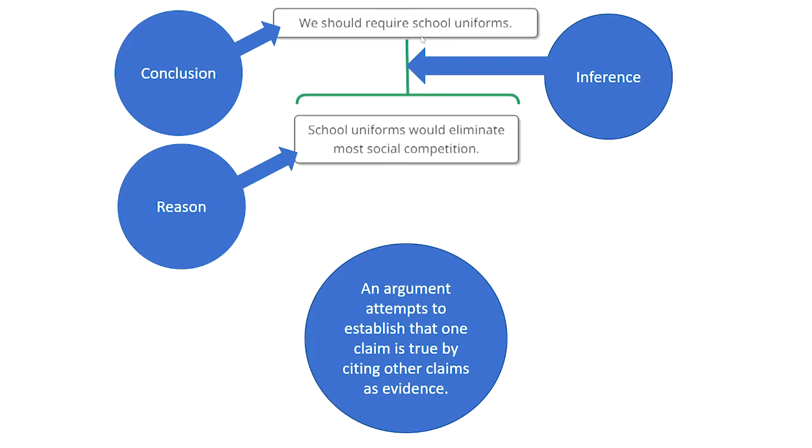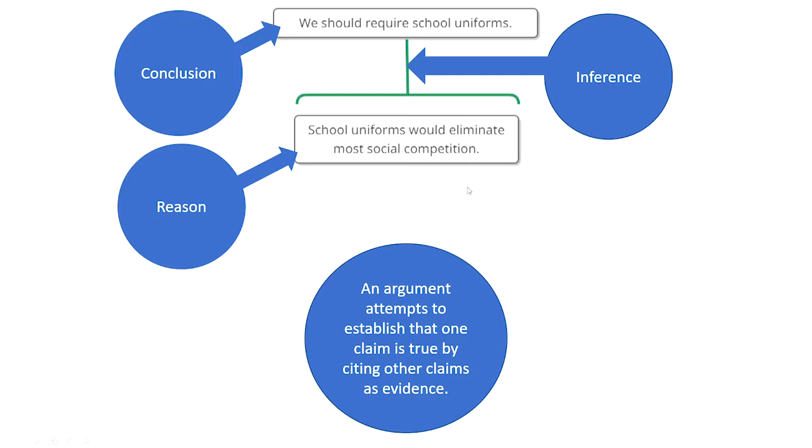So if I were to read this argument, I could say, school uniforms would eliminate most social competition, therefore we should require school uniforms. There I am representing the inference with the word therefore. I could also read the other direction using the word because. I could say, we should require school uniforms because school uniforms would eliminate most social competition. Therefore or because doesn't matter. What matters is the relationship of connection between the conclusion and the reason.